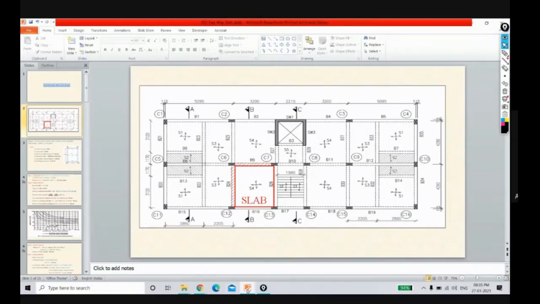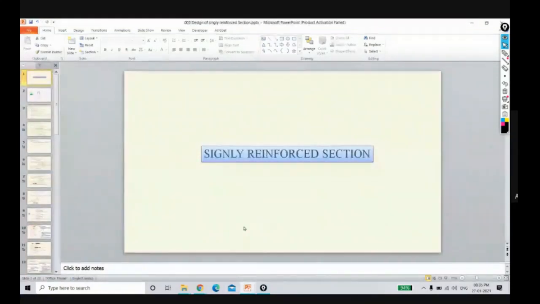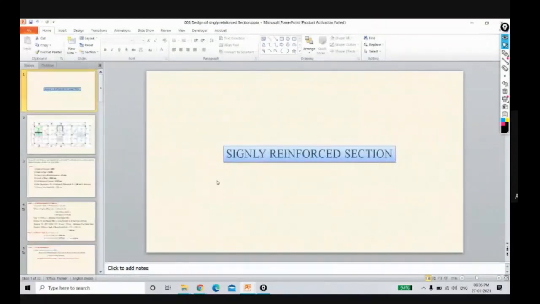Okay, so now we'll continue with the singly reinforced section. Again, from a theoretical point of view, two types of beams are there as per the reinforcement: a singly reinforced section and a doubly reinforced section. And if you see the actual meaning of singly reinforced section and doubly reinforced section, from a theoretical point of view, singly reinforced section means reinforcement in only one side.